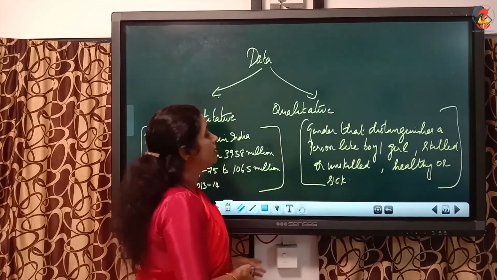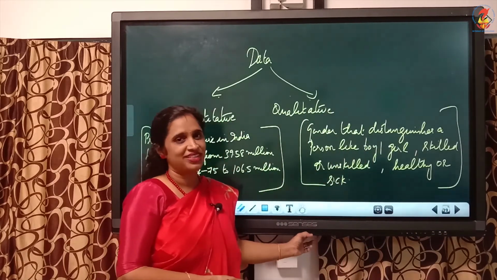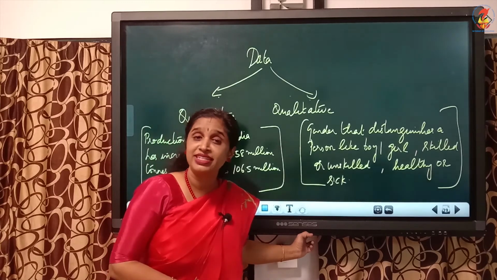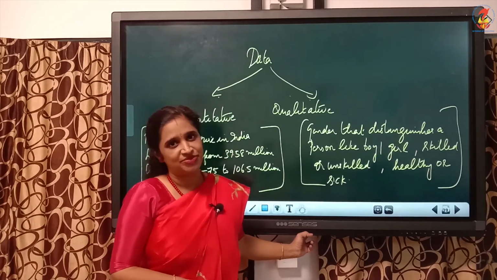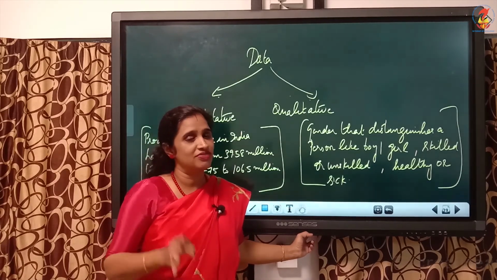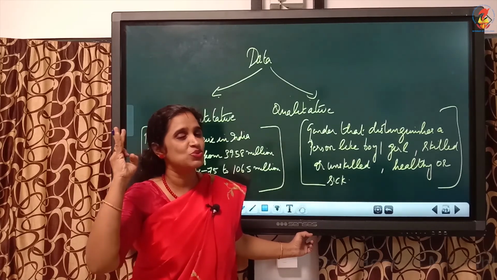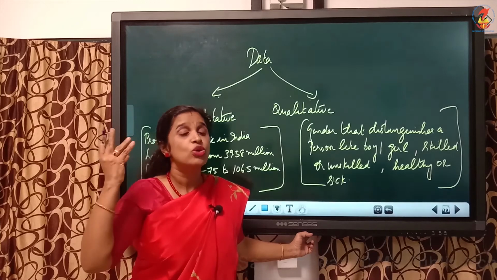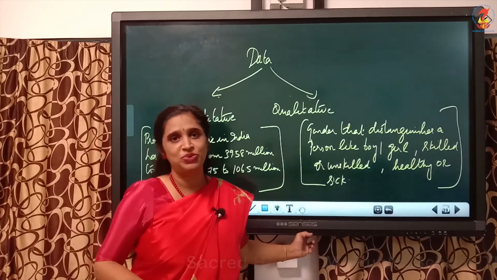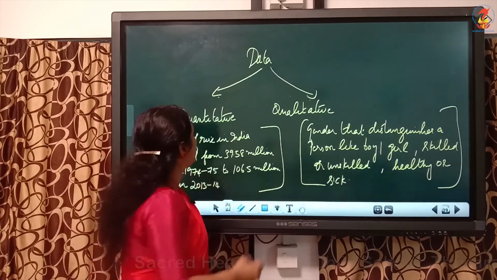Now, there are two types of data. They are quantitative data and qualitative data. Quantitative data means that which is presented in the form of quantity. Qualitative data means that which is presented in terms of quality or attributes. Now let us see what that is.